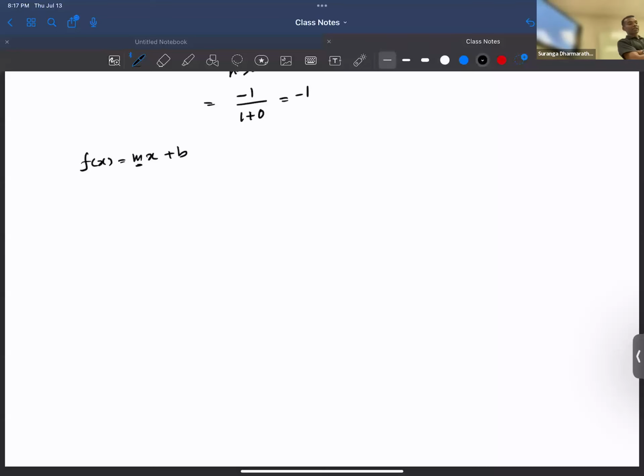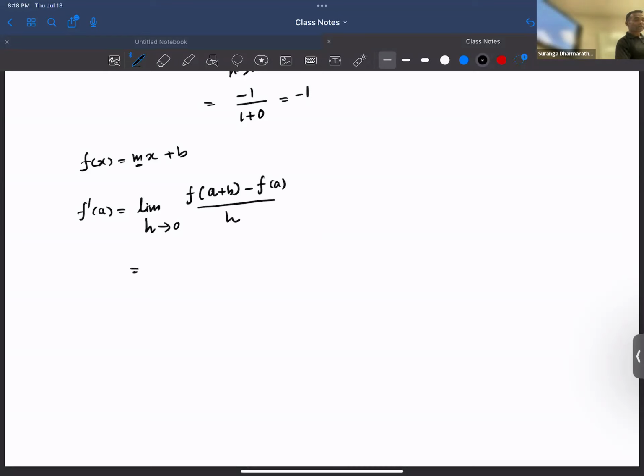Now let's see what would happen if you find a derivative at any point of a linear function. So how do I find f prime of a? A is any point, okay? How do I define f prime of a? What is the definition? Limit h goes to 0, f of a plus h minus f of a divided by h.